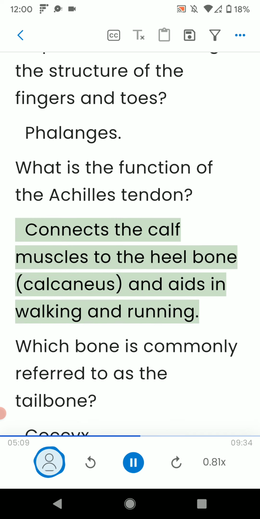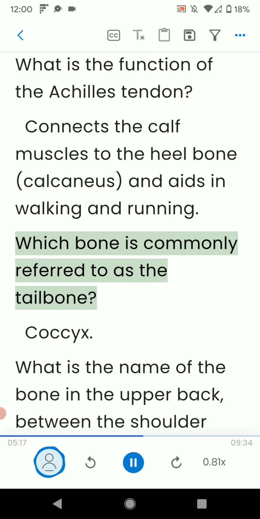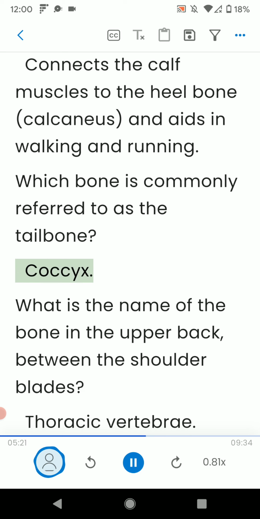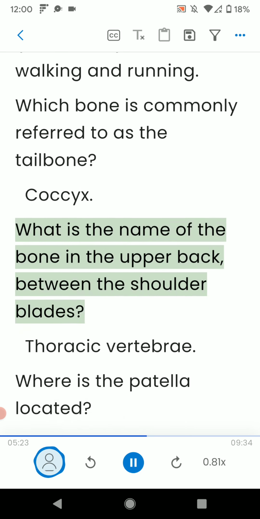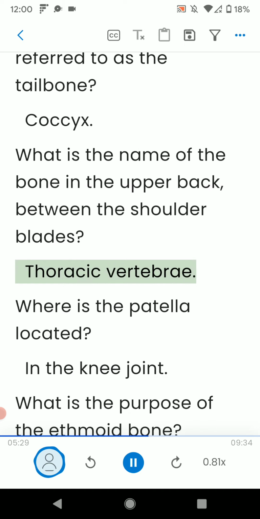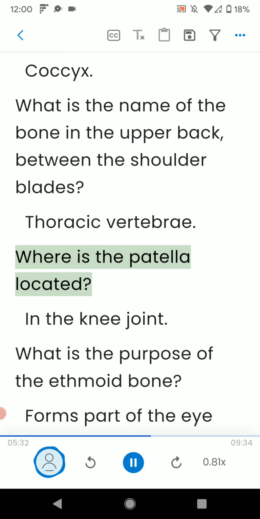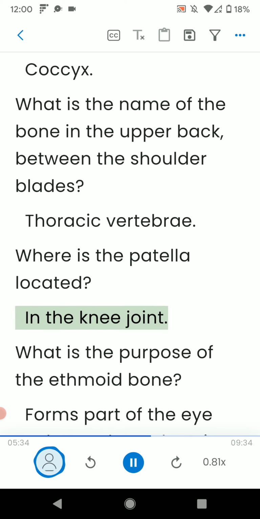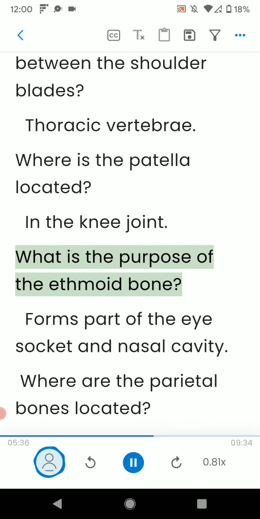Connects the calf muscles to the heel bone and aids in walking and running. Which bone is commonly referred to as the tailbone? Coccyx. What is the name of the bone in the upper back, between the shoulder blades? Thoracic vertebrae. Where is the patella located? In the knee joint. What is the purpose of the ethmoid bone?